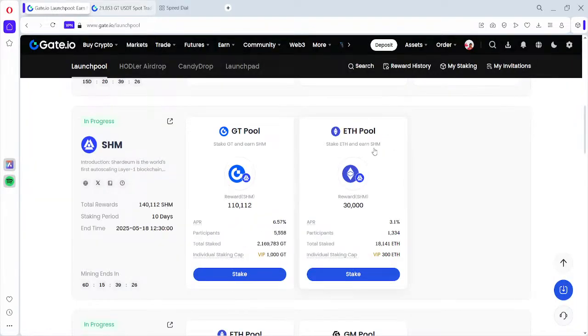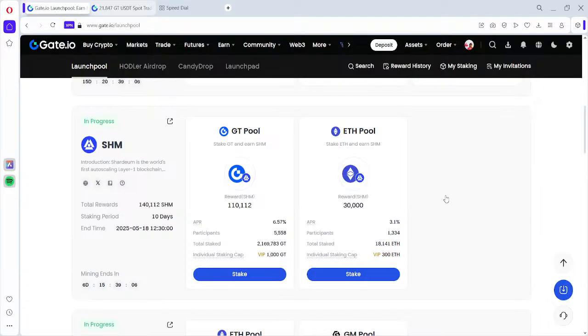If you don't have Ethereum, you can trade, and if you don't have GT, you can also trade. And before buying any of these, because if you're interested in earning any APR percentage, you have to get to know what the APR is for the pools.